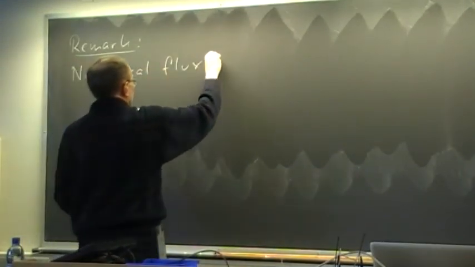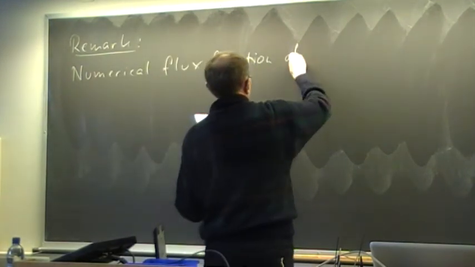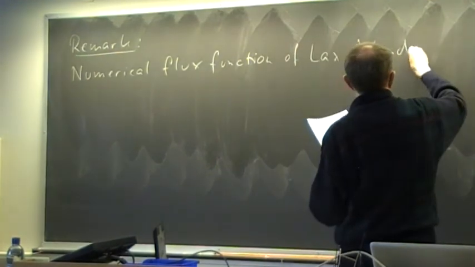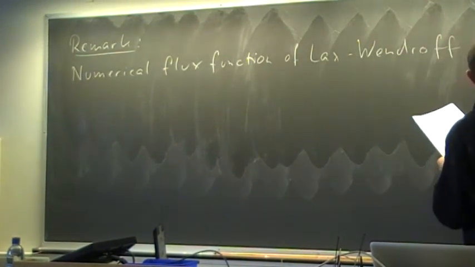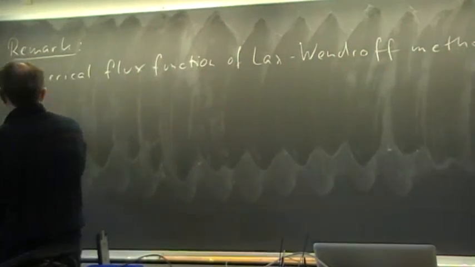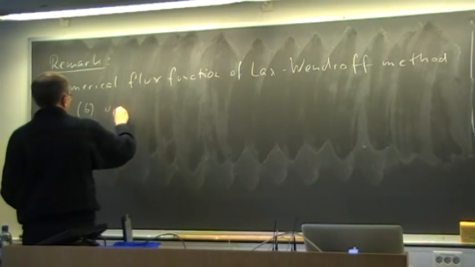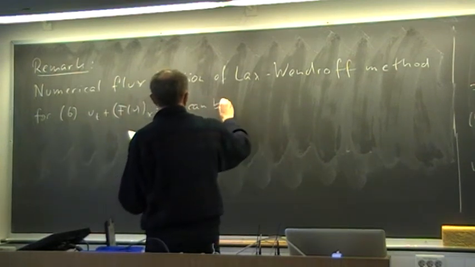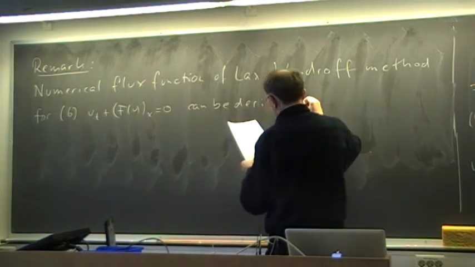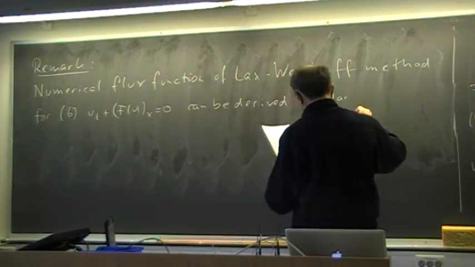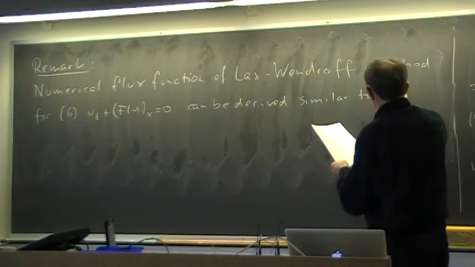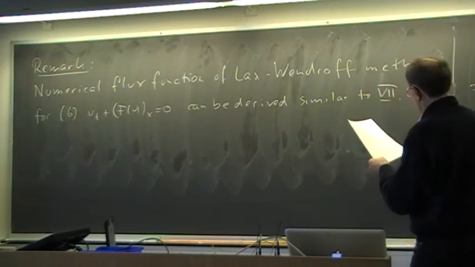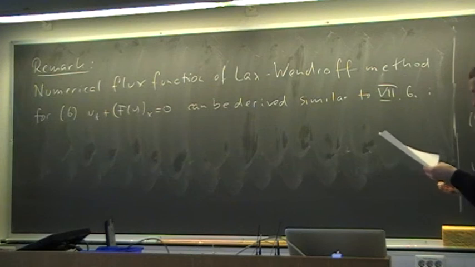So the numerical flux function of the Lax-Wendroff method for conservation laws, that is ut plus f of u x equal to 0, can be derived similar to what we did for the linear advection equation, and that was in our chapter 7, section 6, and then we get the following.